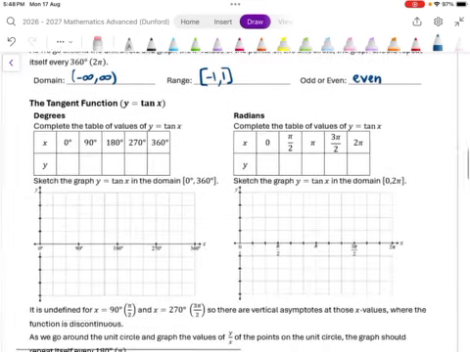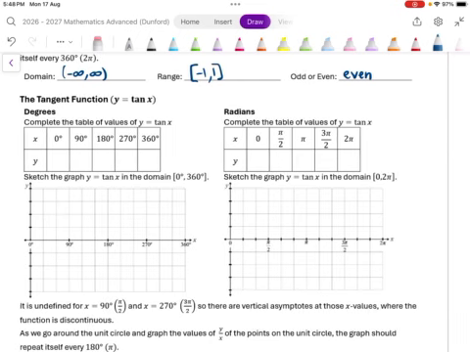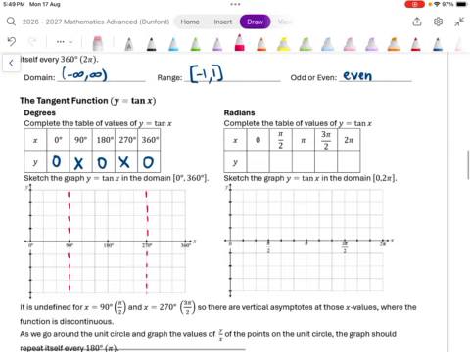Now, our last function that we have to look at is our tangent function, y equals tan x. So we want to complete the table of values of y equals tan x. So when we have x equals 0, we get that tan of 0 is in fact 0. When we substitute in 90 degrees, we get a math error in our calculator. That tells us that we have an asymptote at 90 degrees. I'm going to draw that in straight away. When we substitute in 180 degrees for x, we get 0, 270, we get a math error, and 360, we get 0. So we have another asymptote at 270 degrees.